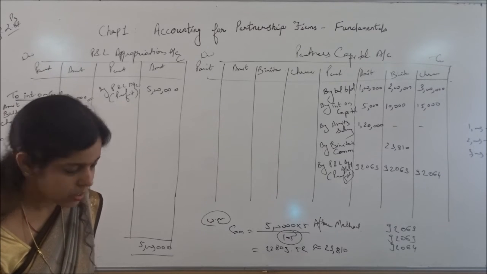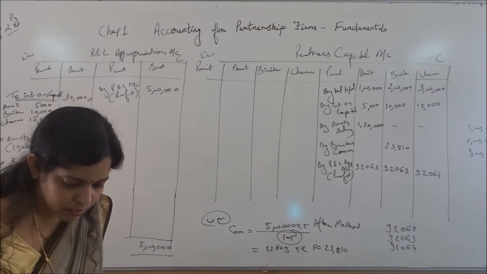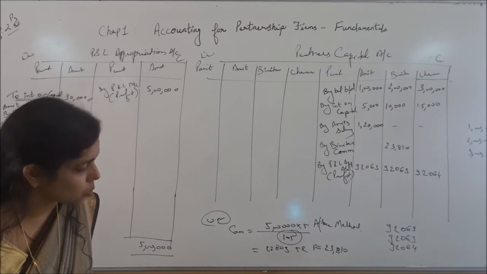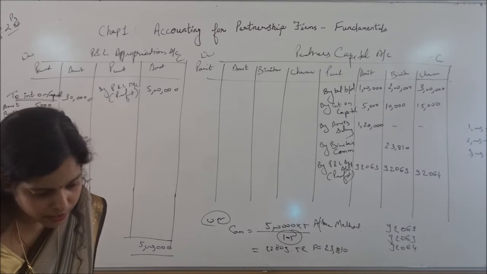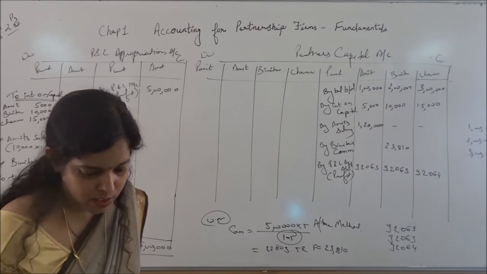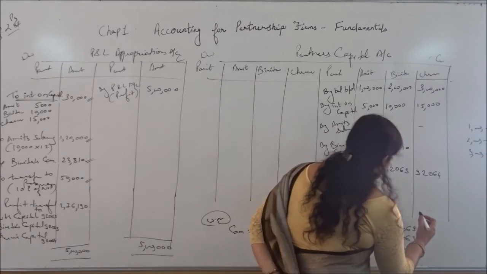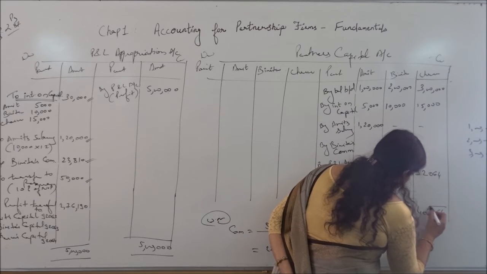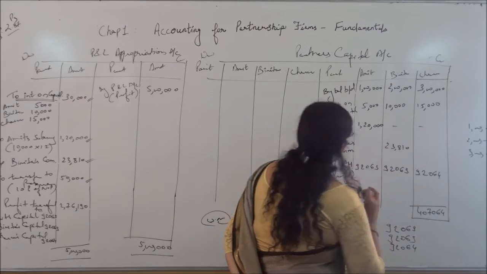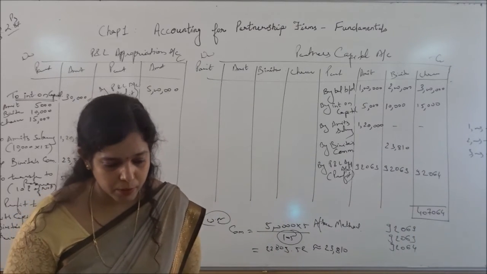3 lakh plus 15,000 plus how much it is? 92,064. How much is it getting? 407,064, like this. Then to the total of Vinita, how much is it coming?